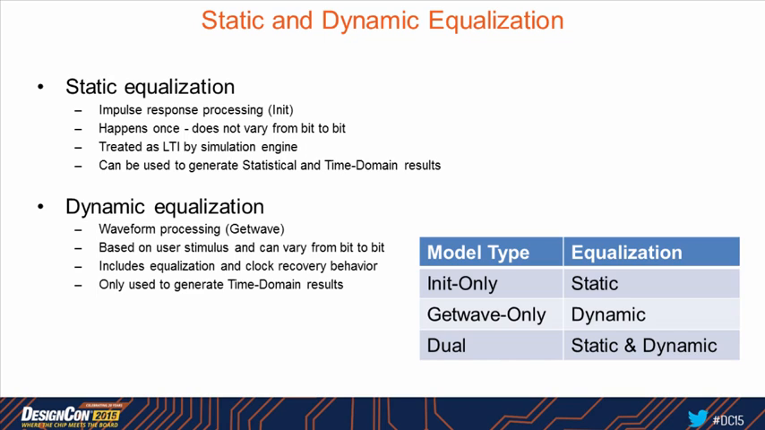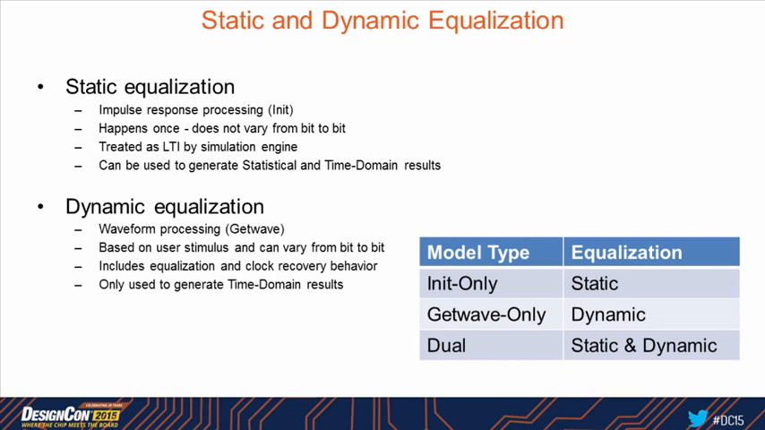Whereas when we're talking about models that are processing waveform data in the GetWave call, now we're talking about a model that can vary its behavior on a bit-by-bit basis, either because of something that's going on in the model or just because of the variations in the stimulus coming in, which is ultimately how a lot of real hardware works. Certainly DFEs and clock recovery loops work that way. And so when we talk about a dynamic model or a waveform processing-based model, we talk about things like adaptation, we talk about equalization varying on a bit-by-bit basis, we talk about clock recovery behavior, and first and second order CDRs and all those types of things.